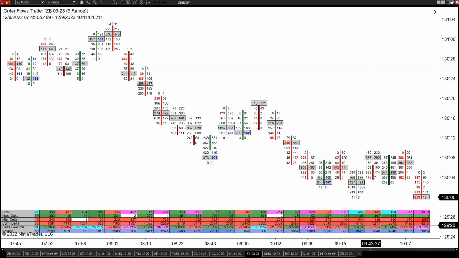In the past, I focused a lot of my attention on range-based charts. The reason being, when markets are slower, the range-based charts, in my opinion, will pick up momentum a little bit quicker, right? Because the difference between a time-based chart and a range-based chart is how they're formed.